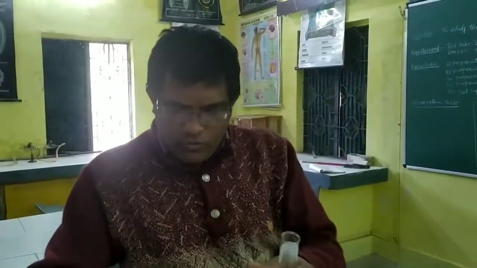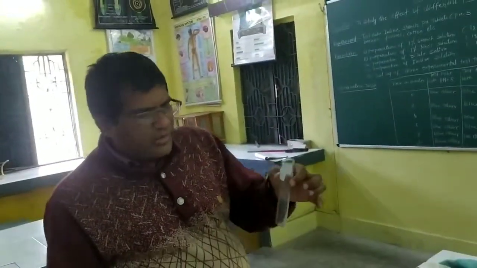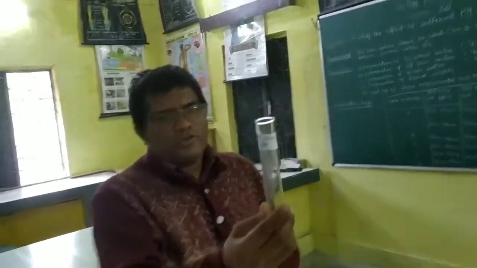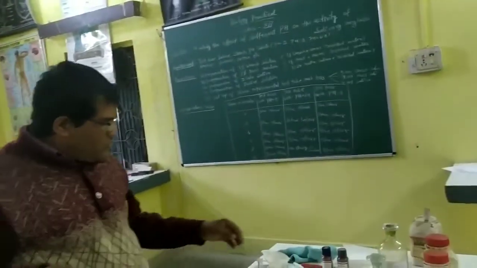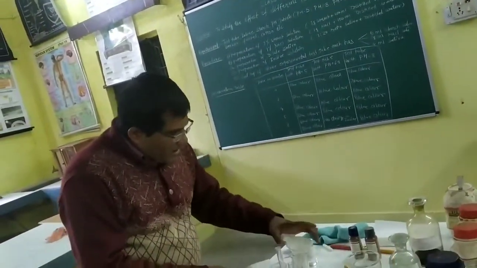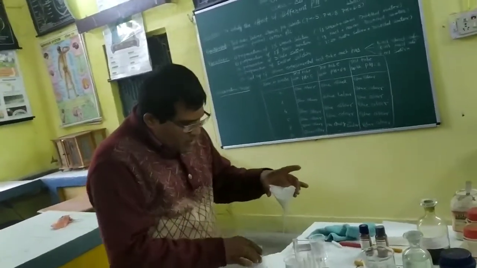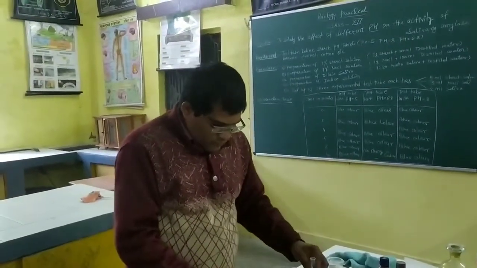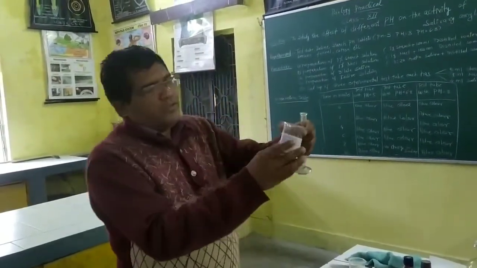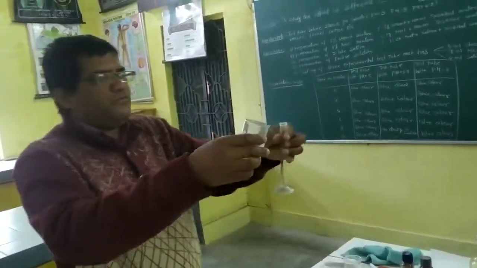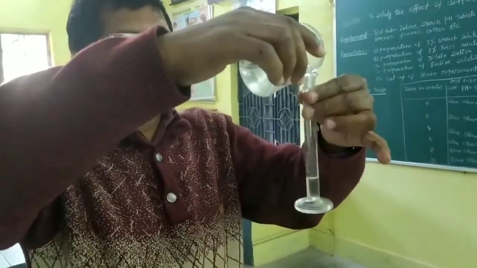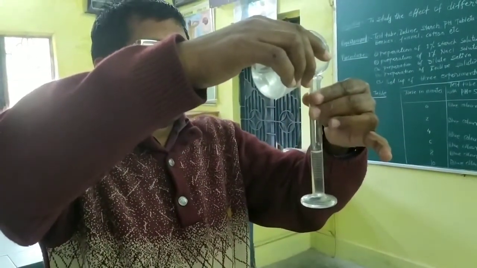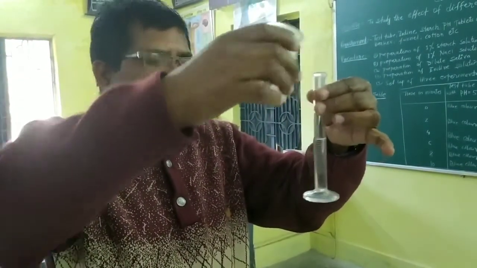So let's see what to do in this test. First, I am taking one test tube, test tube number B. In all 3 test tubes we have to take the solution. What solution do we have to take? We have to take the starch solution, 5 ml of starch solution.